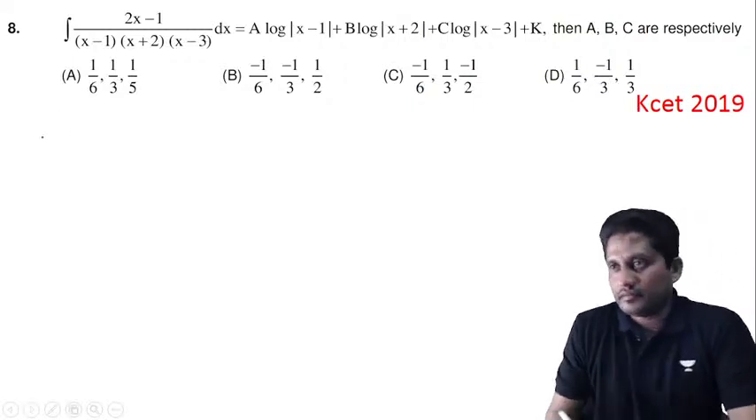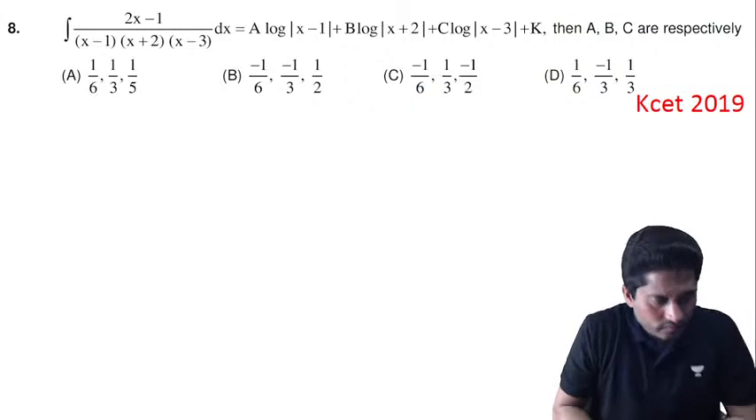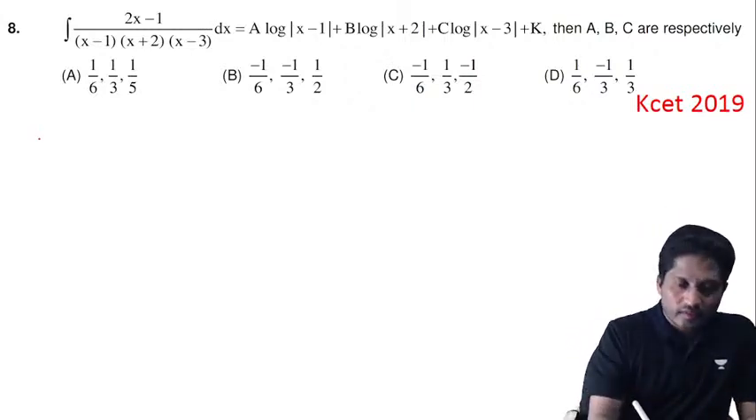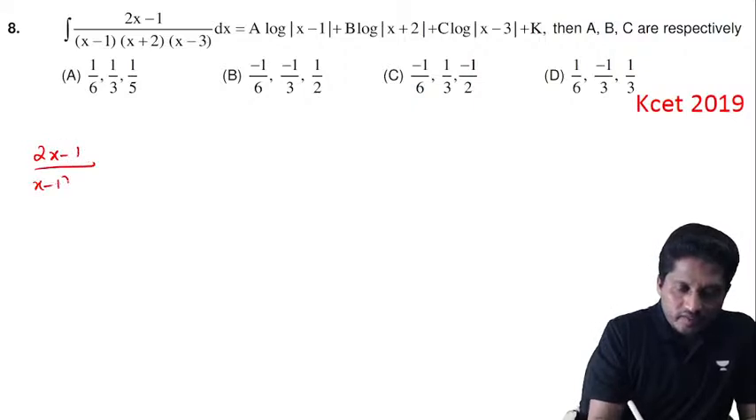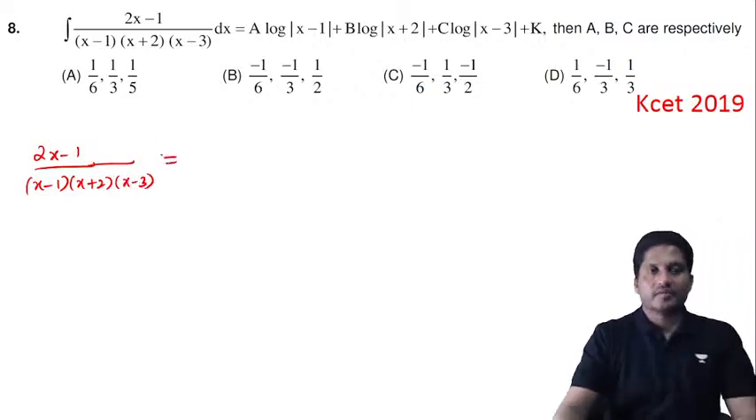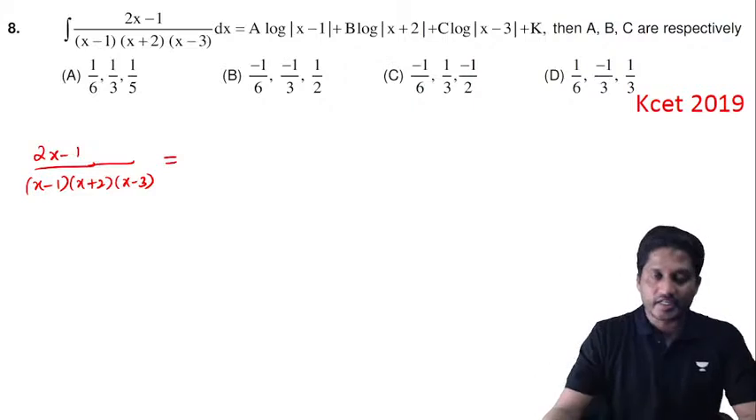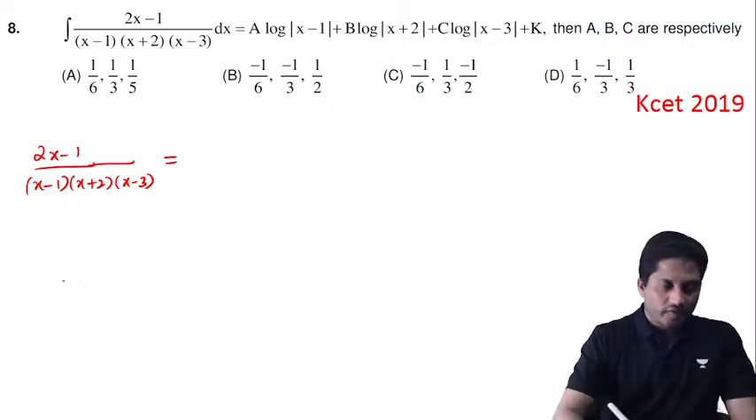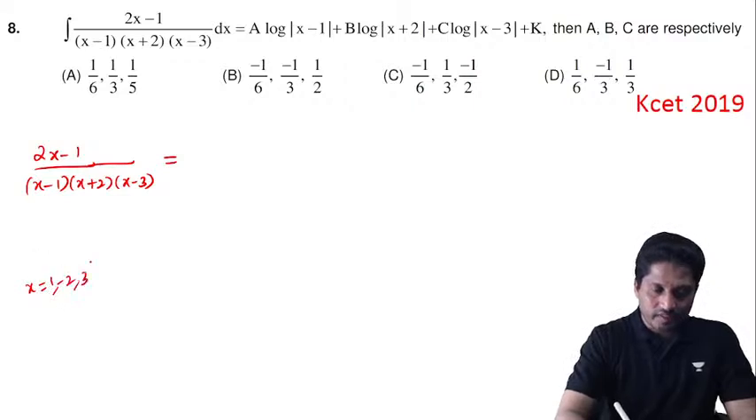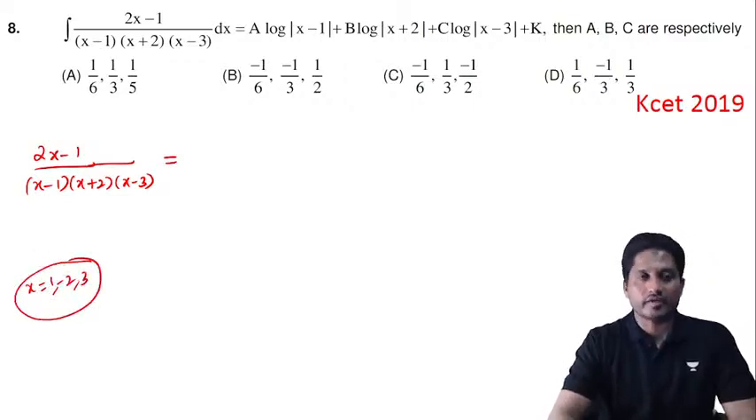Integration of 2x minus 1 divided by x minus 1 into x plus 2 into x minus 3. If you don't write this as A by B by C by partial fractions, it is very lengthy. It should be done using, sorry, integration using partial fractions. If I equate the denominator to 0, the roots will be 1, minus 2 and plus 3.